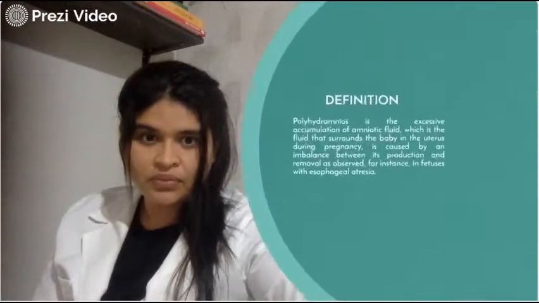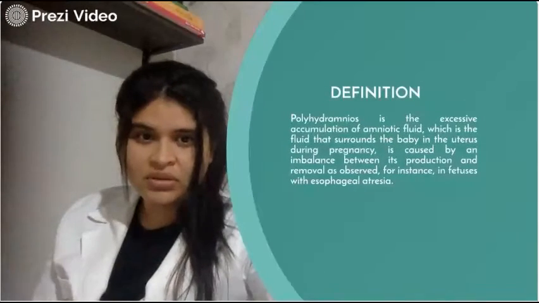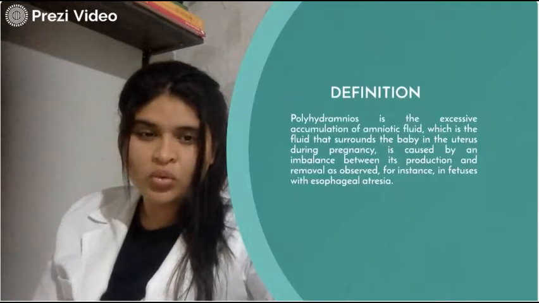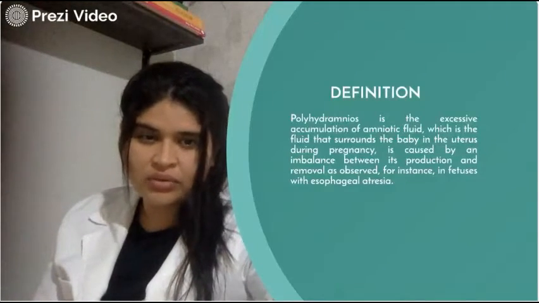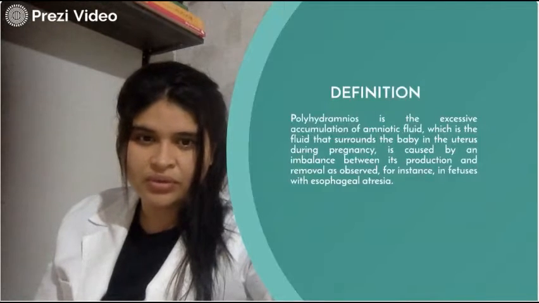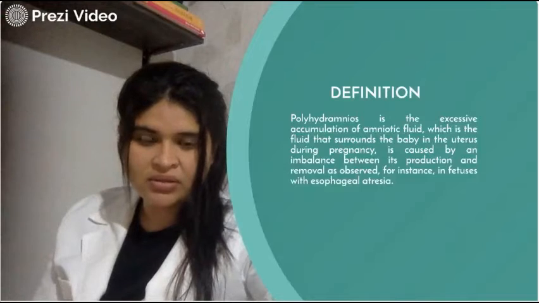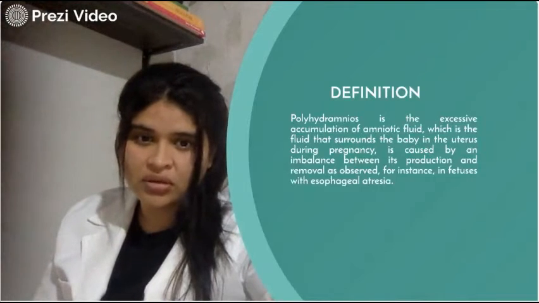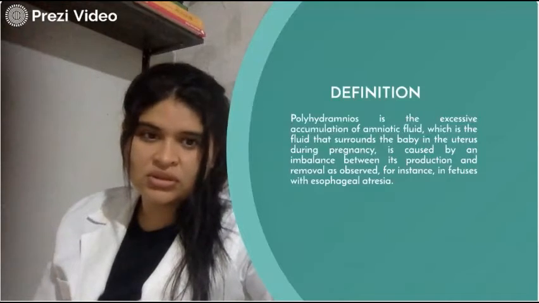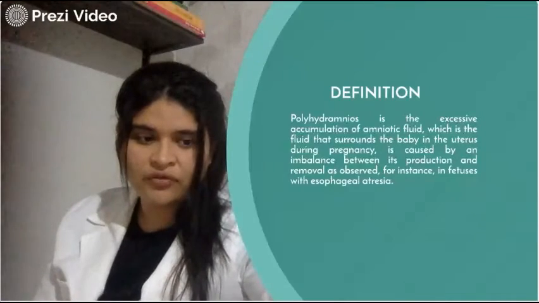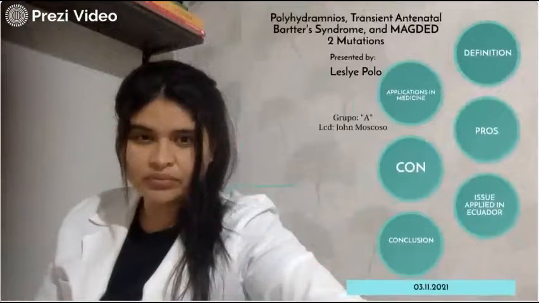Definition: Polyhydramnios is the excessive accumulation of amniotic fluid, which is the fluid that surrounds the baby in the uterus during pregnancy. It is caused by an imbalance between either production and removal or absorption rate. For instance, in a fetus with esophageal atresia.